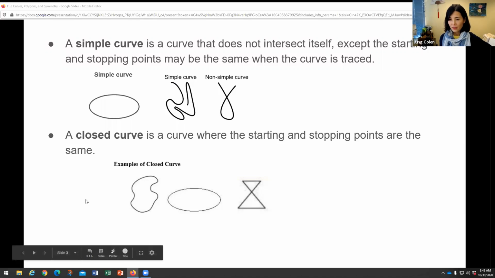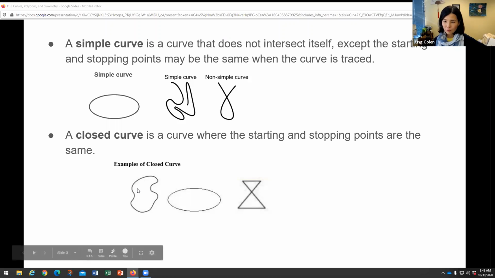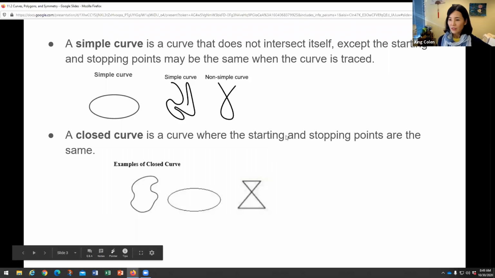Okay, and some curves, whether simple or not, you can think about whether it's closed or open. Closed curve is very simple because we know what closed means, right? It is closed here, nothing can come in, right? So it's closed, and this is also closed, but this is a little bit different from the other two. So we're going to talk about that too. This is a complex curve, but we're going to talk about that in polygons.